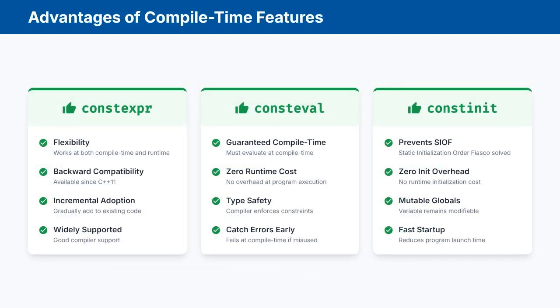Each feature has its strengths. constexpr offers flexibility. The same function can work in both compile time and runtime contexts. It also provides backward compatibility, since it's been available since C++11, and it allows incremental adoption in existing code bases.